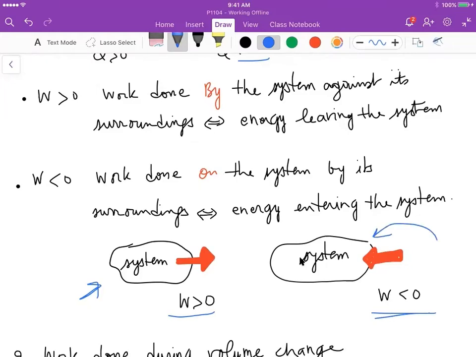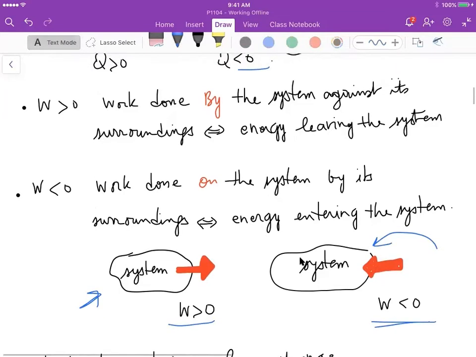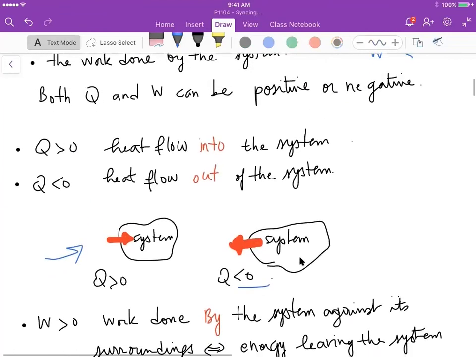So these notations we have to keep them in mind. When W is positive or negative, and what is the interpretation of positive or negative values of the work, and in the same way we have to keep in mind what does it mean to have a negative or positive Q, which is the heat.